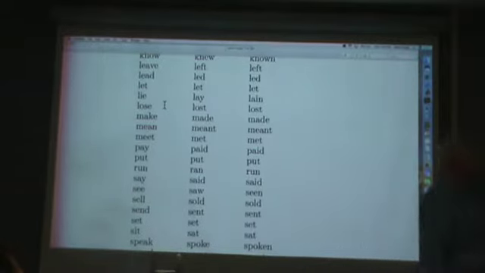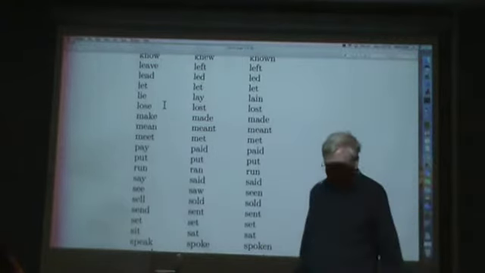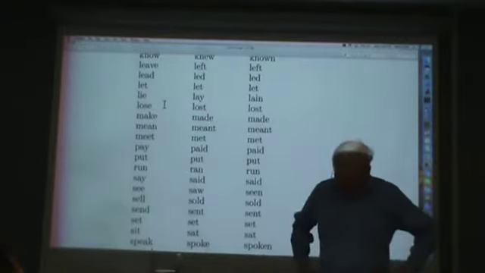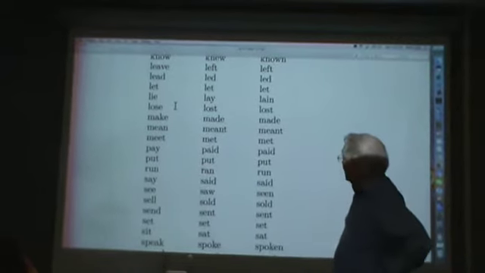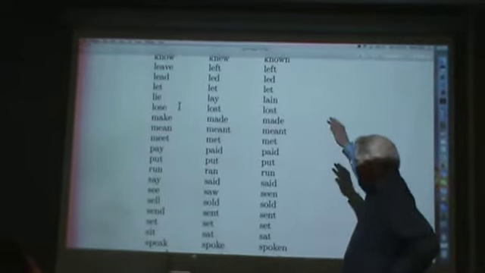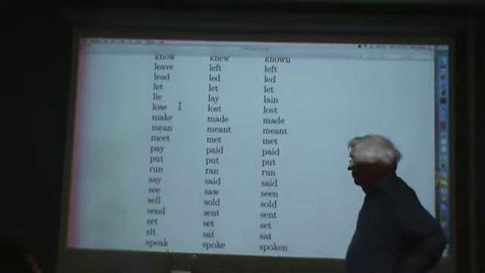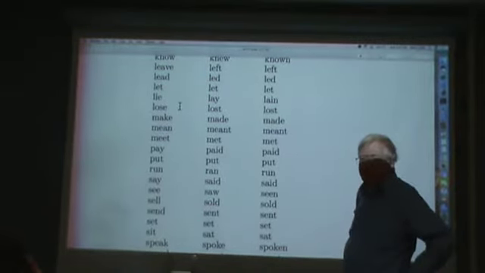So let's see. We've got about 10 minutes or so left. Does anyone have any comments about these verbs?